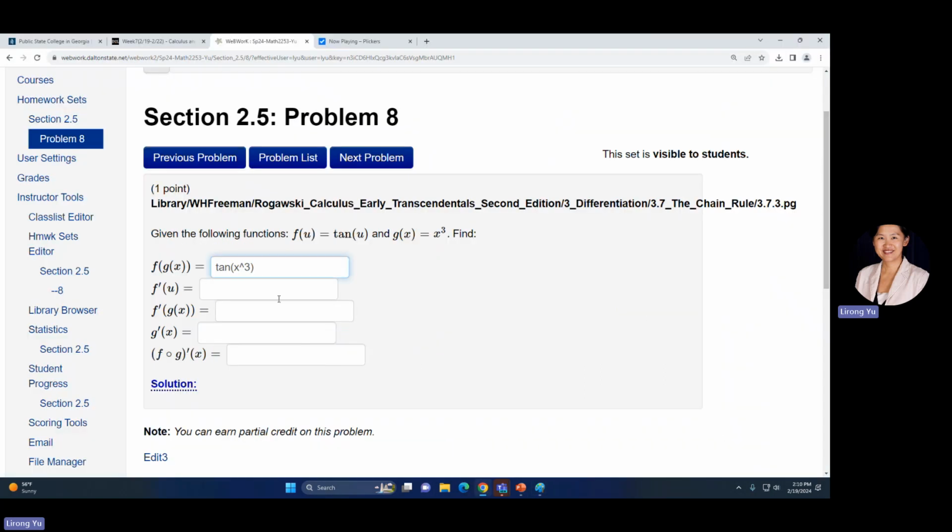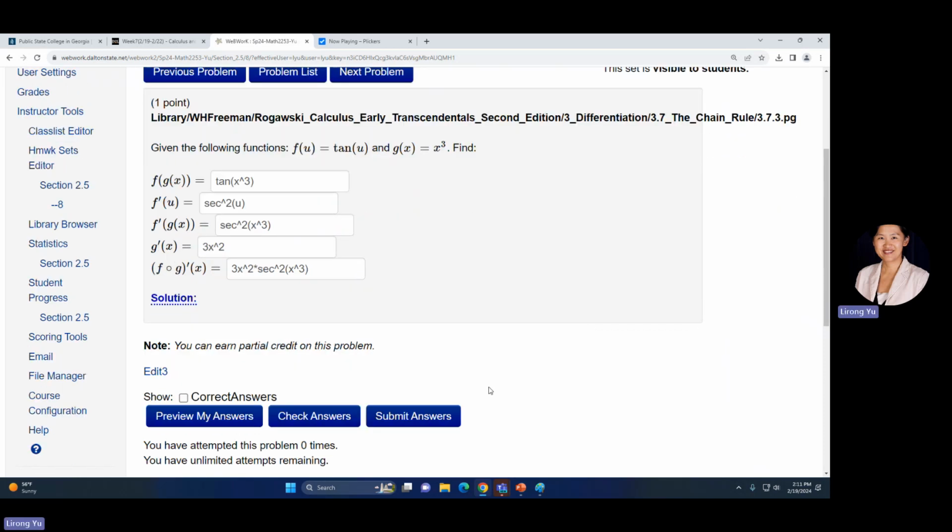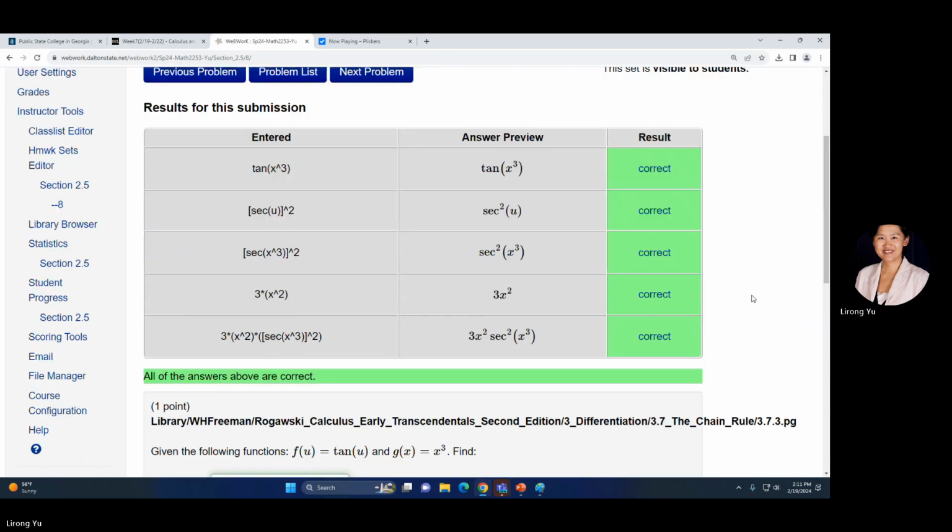So let's see how we enter all of them. The second one is secant squared u, with u being the actual variable. The third one, there's no u. We're plugging in g of x, so secant squared of, now u is being replaced by x cubed. And this one, we actually differentiate the inside function, that's 3x squared. And then the last one is we multiply everything. So this one is being multiplied by this, multiplying the inside function.